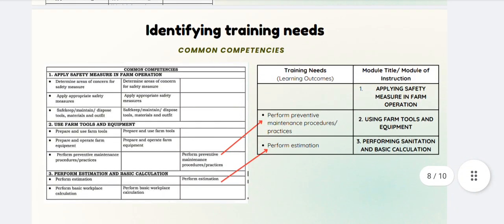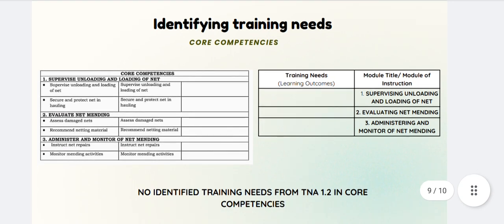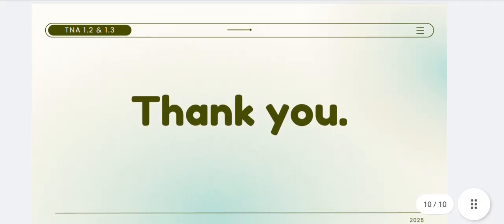And also the common competency, just like I said, copy the competency or the training gaps of a respondent and place it in the 1.3, which we will again turn into an action word by adding ing. And also, the core competency has no identified training needs from TNA 1.2 in the core competencies. That's all and thank you.